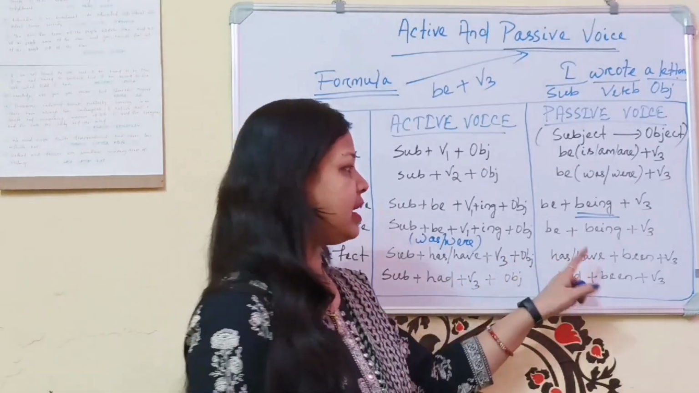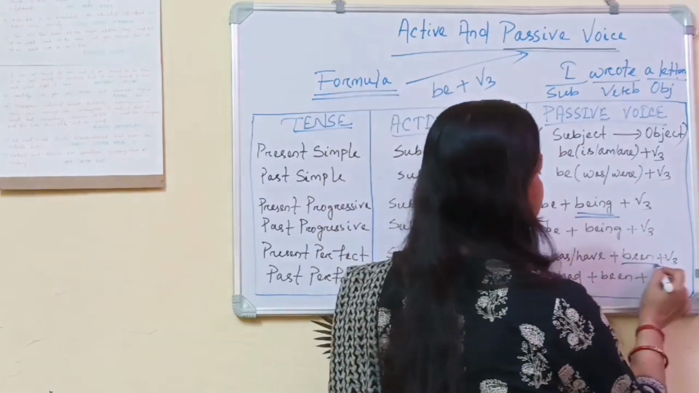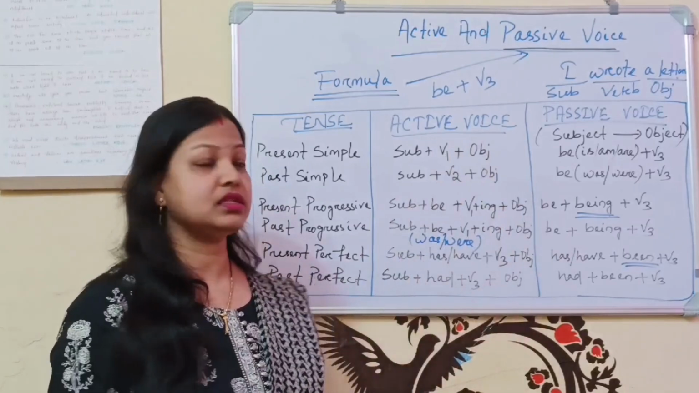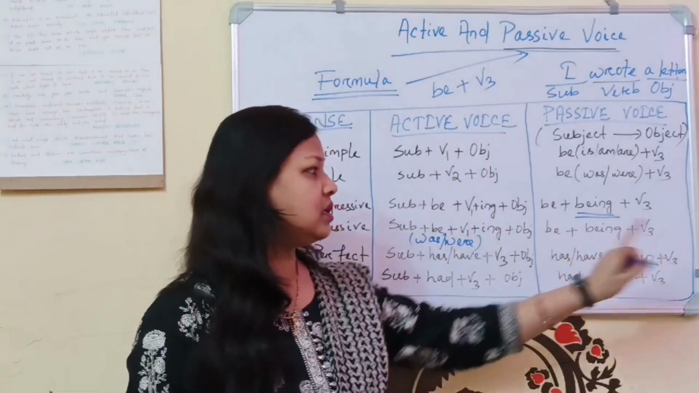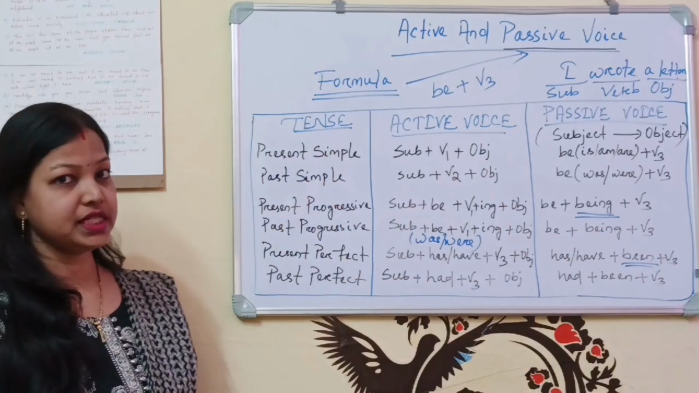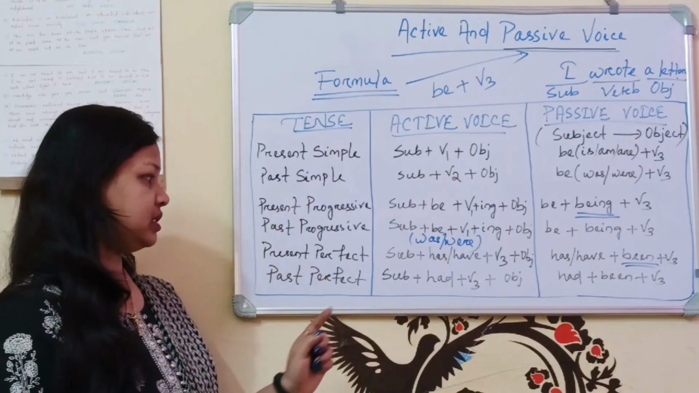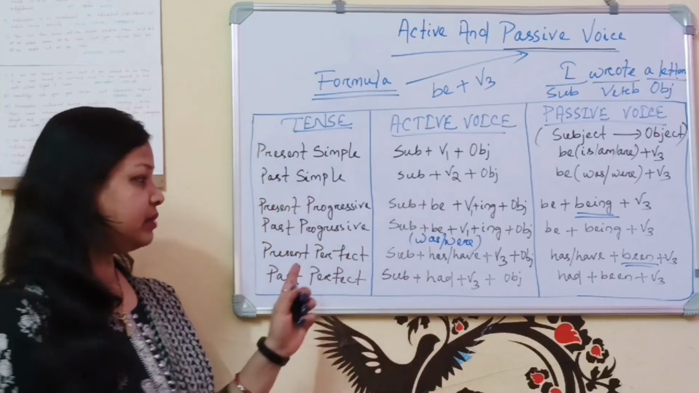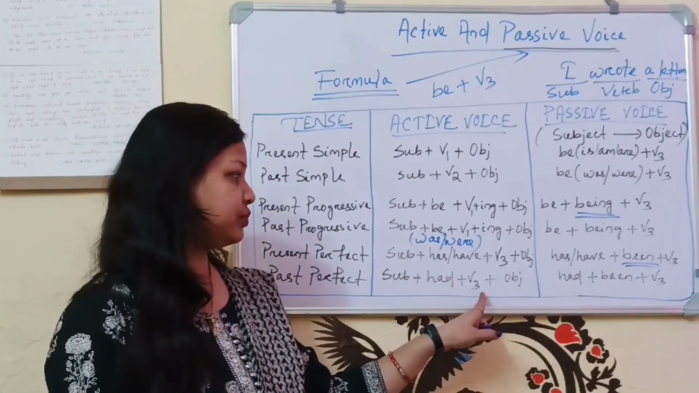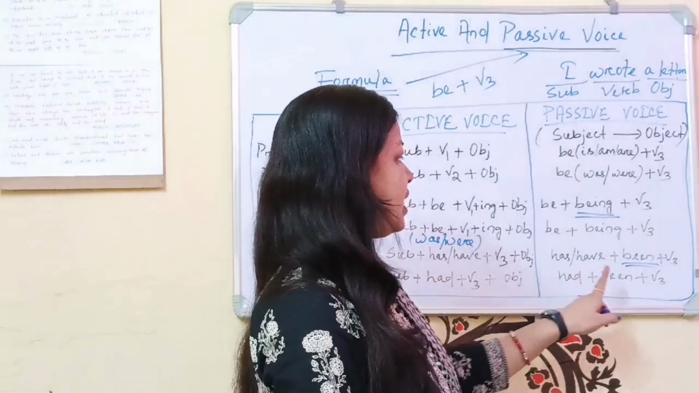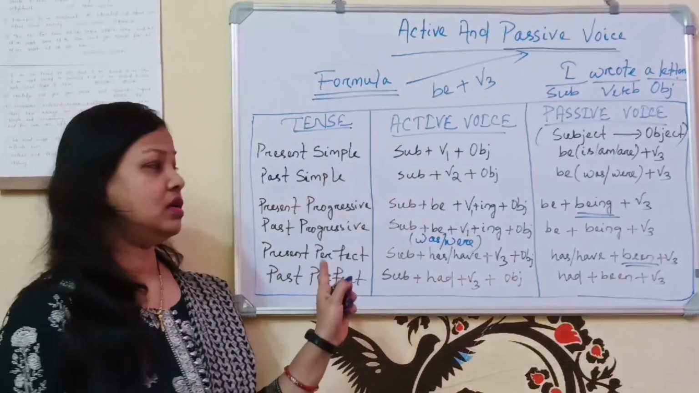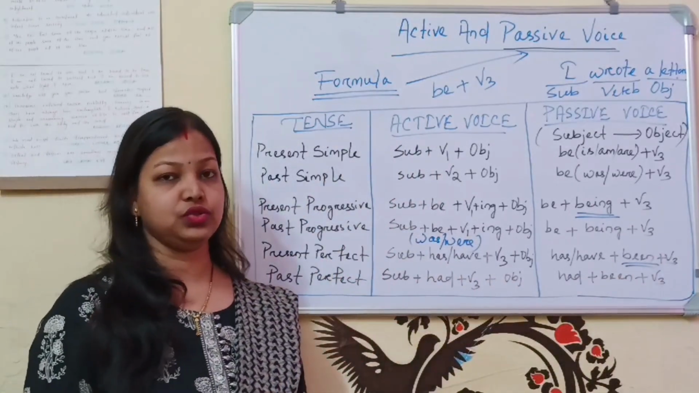So it will be has or have plus been plus verb 3. Notice it carefully. Here in passive voice we use has or have plus been plus verb 3. Got it? Next, see past perfect. Subject plus had. In past tense we use had, in present tense we use has or have, and in past tense we use had plus verb 3 plus subject. It will become had plus been plus verb 3. So remember all these formulas so that you will be able to do passive voice properly.